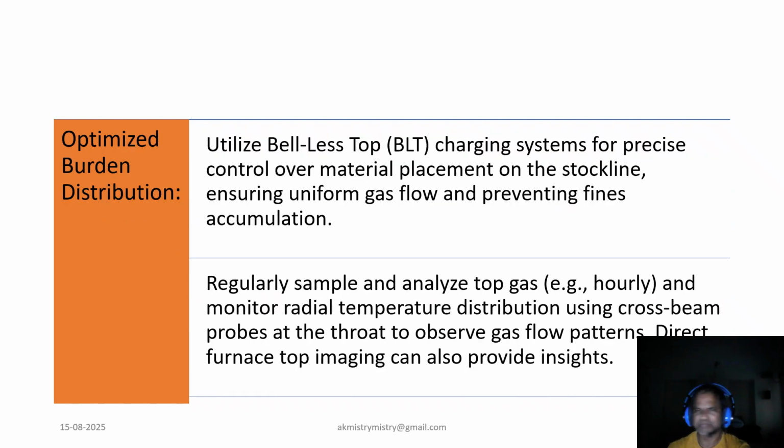Now coming to optimizing burden distribution by use of a bell-less top system for precise material placement, we have to monitor the top gas hourly and use the cross beam probes to track the radial temperatures, and this can guide us a lot on what the profile of the gases is and what sort of stability there is. Direct imaging also can reveal the gas flow pattern and helps to prevent fines accumulation.